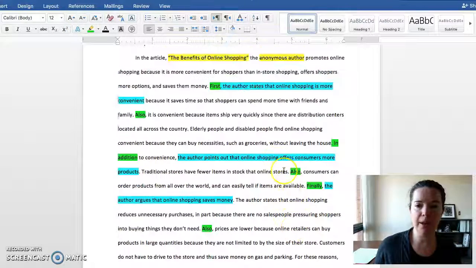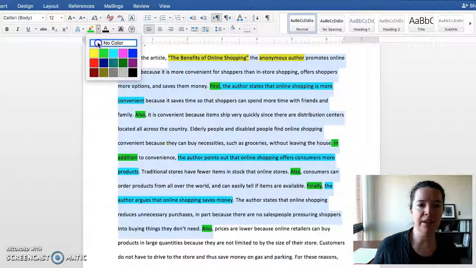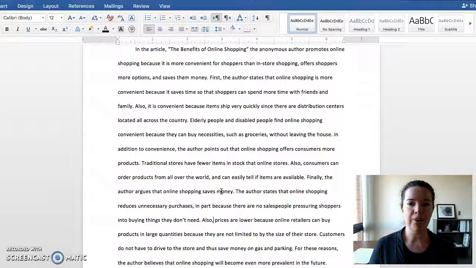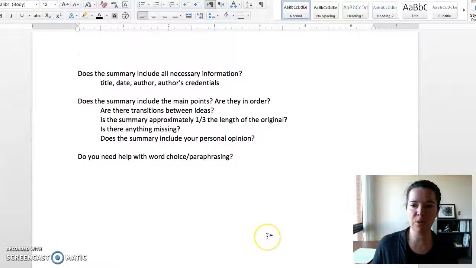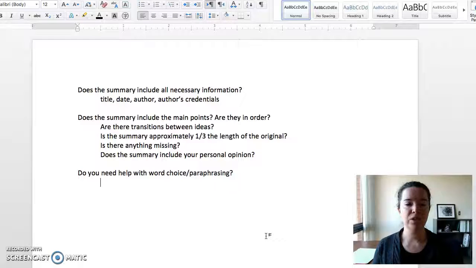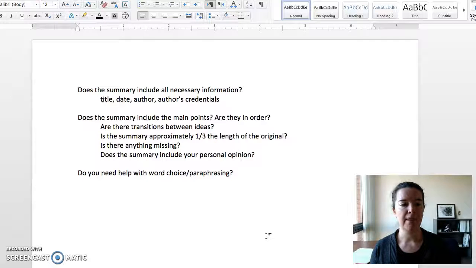All right, so I'm going to unhighlight this. And now that I've checked that I've followed the assignment guidelines, I've checked to make sure I know what the deadline is and how to submit it on Canvas. I've looked at these questions and answered them. Now I'm ready to submit this to Canvas. So go ahead and make sure you have followed all of those steps, and then please submit your summary to Canvas.